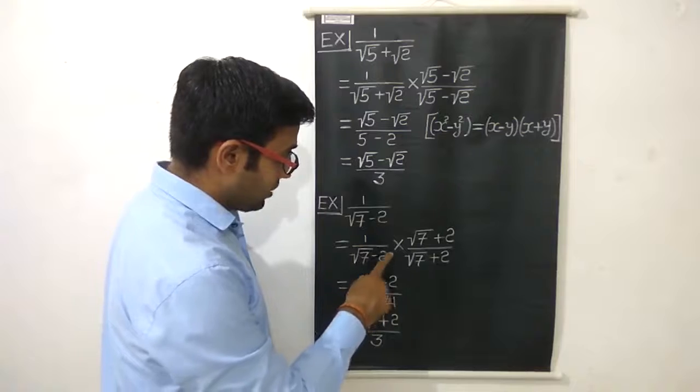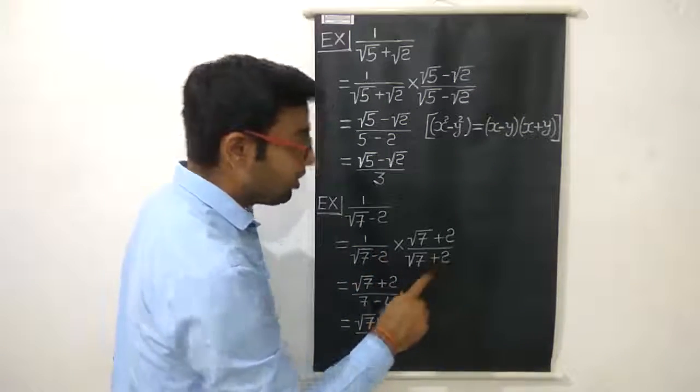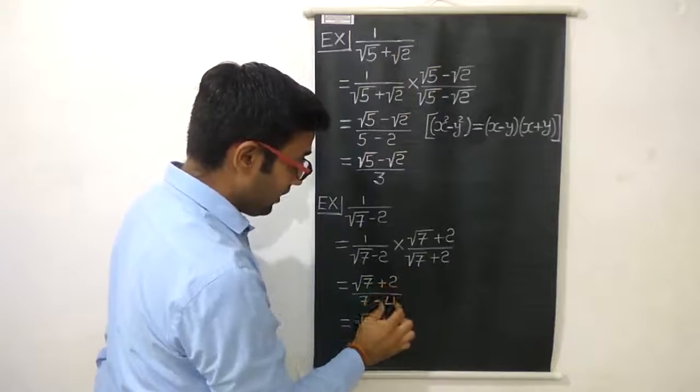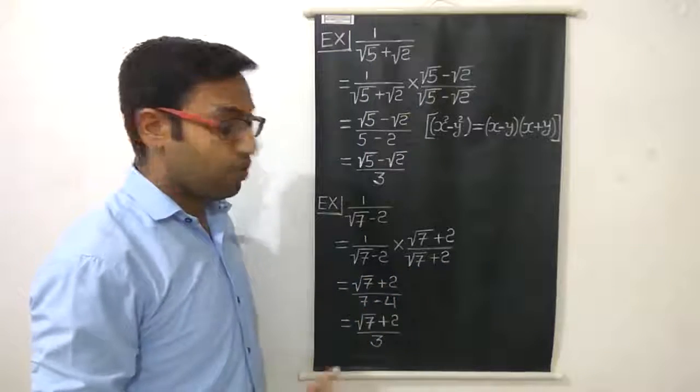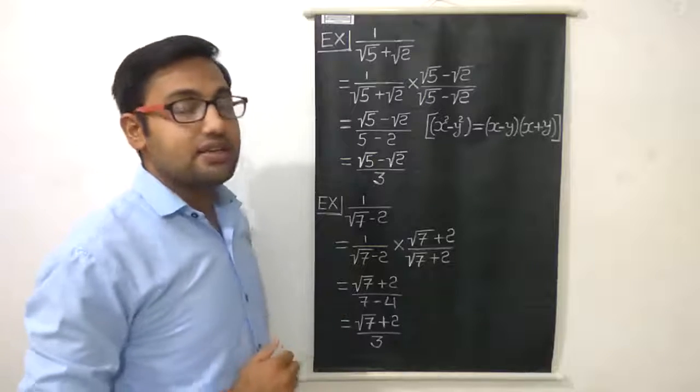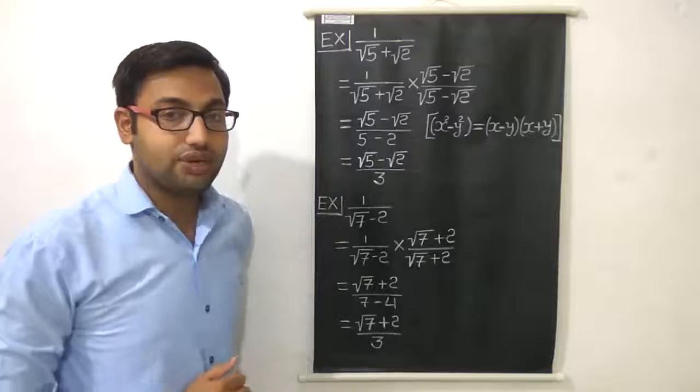Here you have to notice one thing. Here there is not under root 2 like this. Here it is 2. So we have to take 2 square as 4. So don't be confused here. Okay? So this is all about rationalizing the denominator. Okay? Thank you.